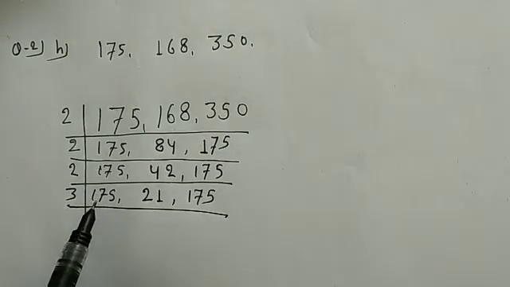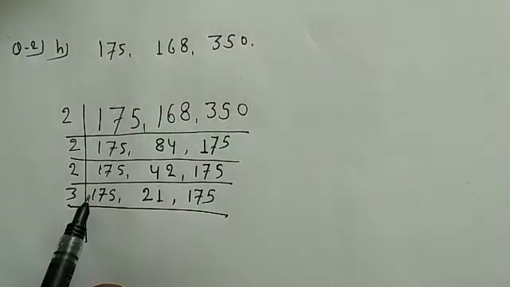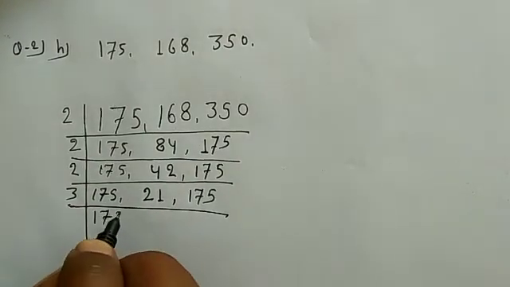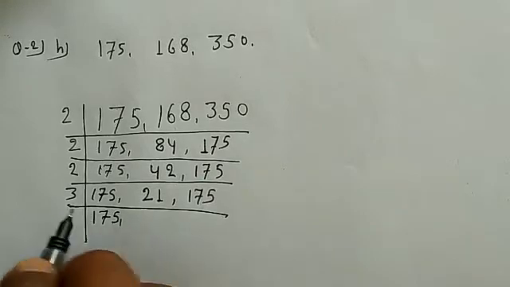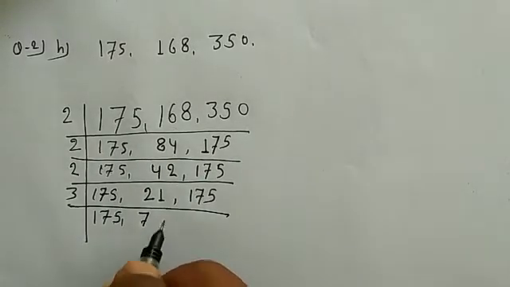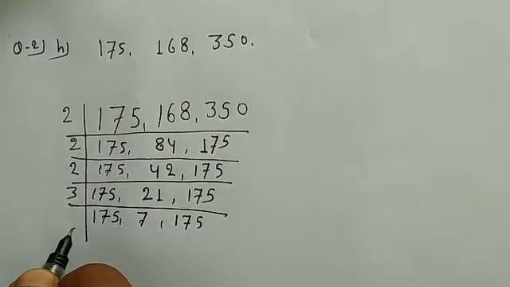Check whether this number is divisible by 3 or not. 7 and 5 is 12, 12 and 1 is 13, 8 and 5 is 13, not divisible. 175 will remain as it is. This is divisible by 3. 3 7s are 21, 175 will remain as it is.